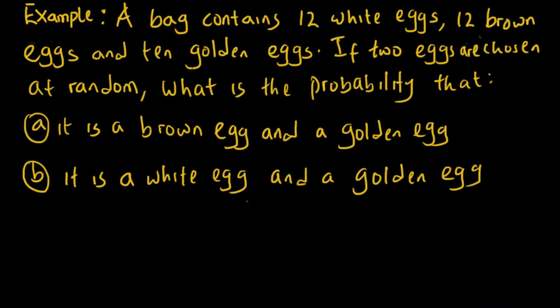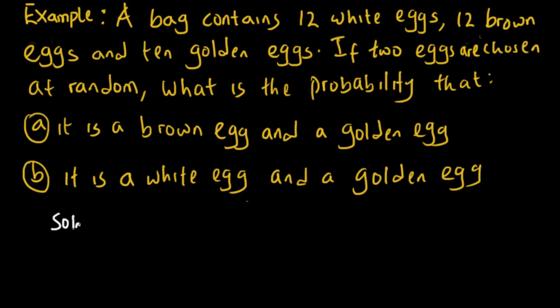Now take a look at this question. A bag contains 12 white eggs, 12 brown eggs, and 10 golden eggs. If 2 eggs are chosen at random, what's the probability that A, it's a brown egg and a golden egg, B, it's a white egg and a golden egg?